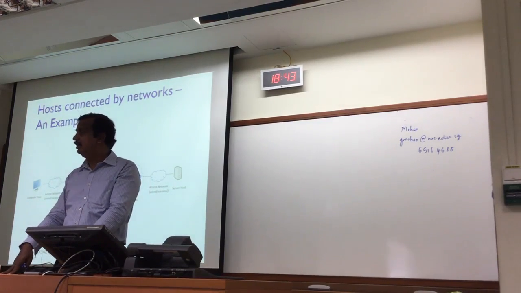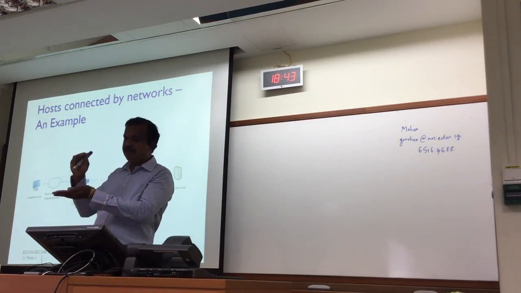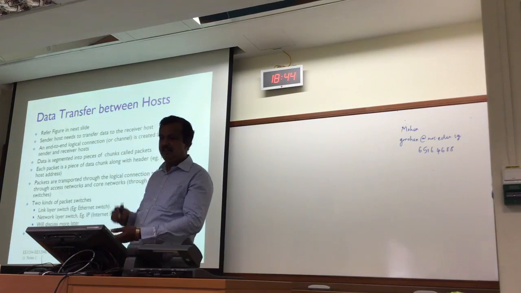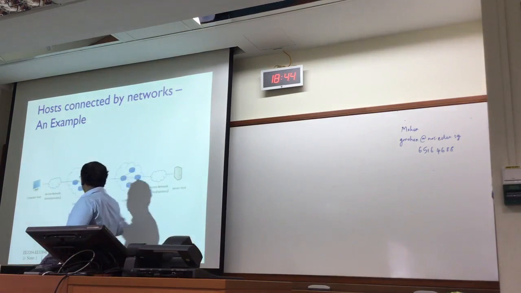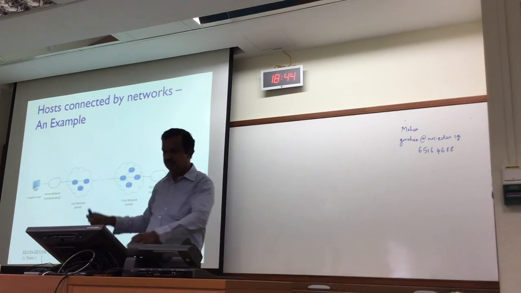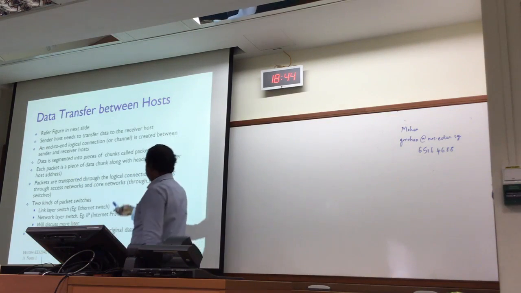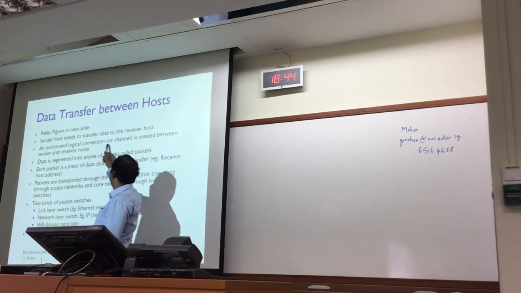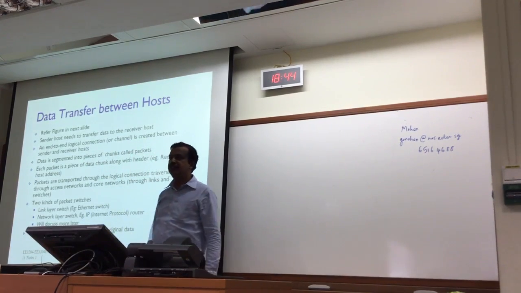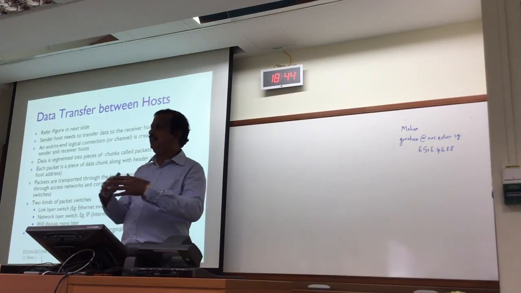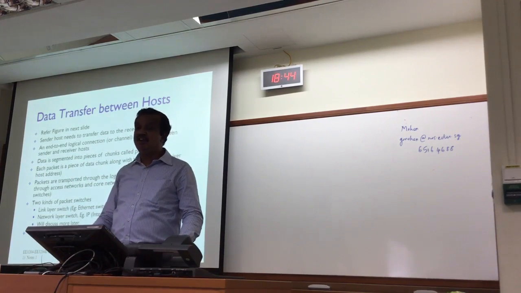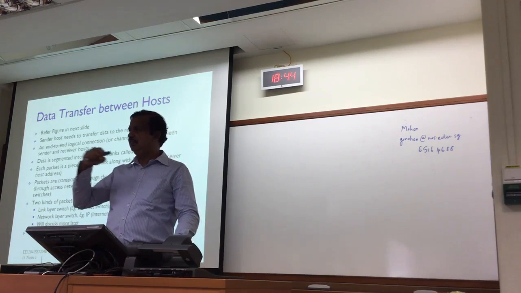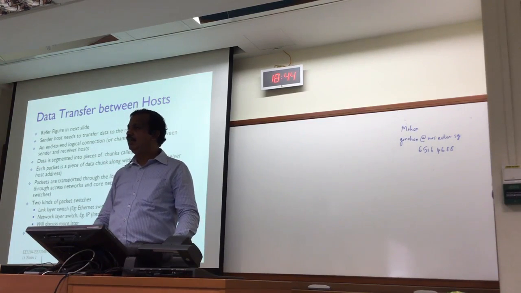So for these reasons we split the data into small pieces, which we call packets. And before that, there is a logical connection created between the two end hosts. That's the first step: an end-to-end logical connection or channel is created. That connection we call a TCP connection, which we will study later. It is a logical connection. Physically, there is no such pipe or connection.